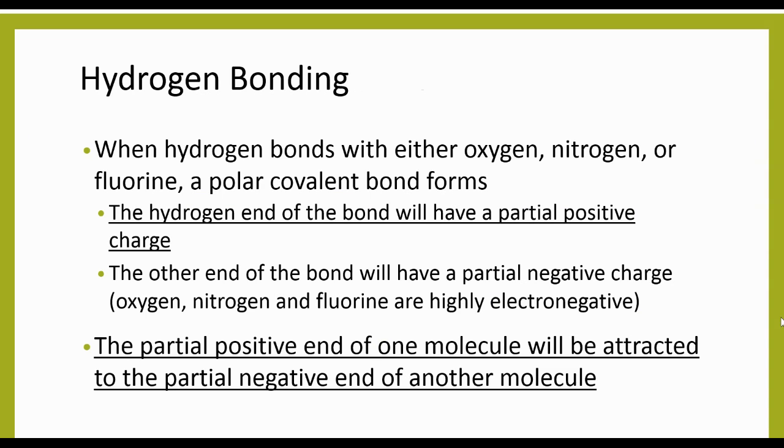Okay, so let's go ahead and first talk about hydrogen bonding. Hydrogen bonding occurs whenever a hydrogen bonds directly with either an oxygen, nitrogen, or fluorine atom. This creates a very polar covalent bond. And when this happens, the hydrogen has a partial positive charge, and that other atom, whether it's fluorine, oxygen, or nitrogen, has a partial negative because those are all highly electronegative elements. The idea here is the partial positive end of one molecule, so the hydrogen end, is going to be attracted to the partial negative end of another molecule, so that fluorine, oxygen, or nitrogen.